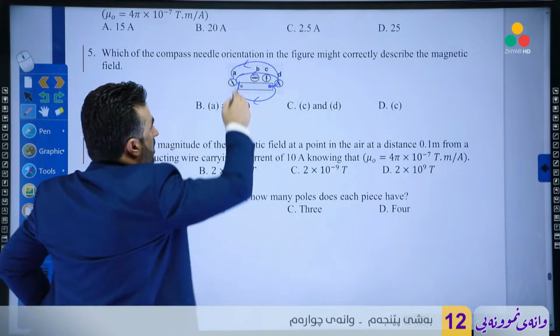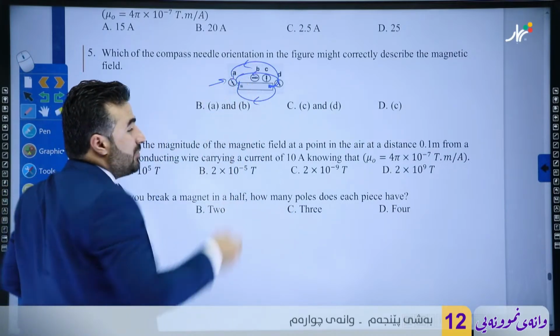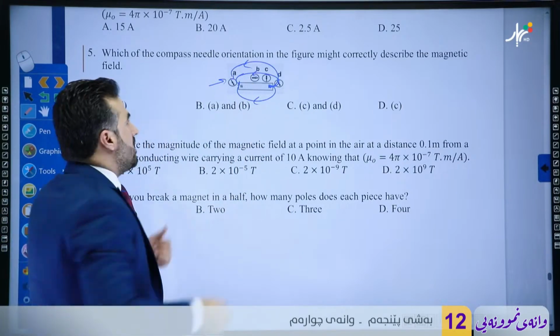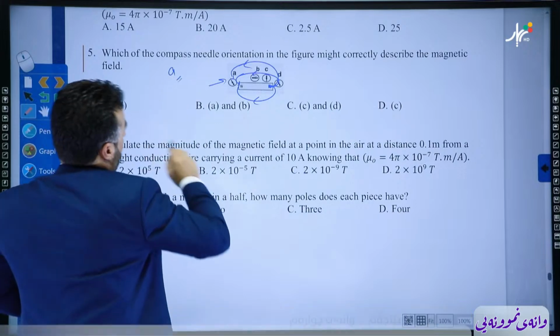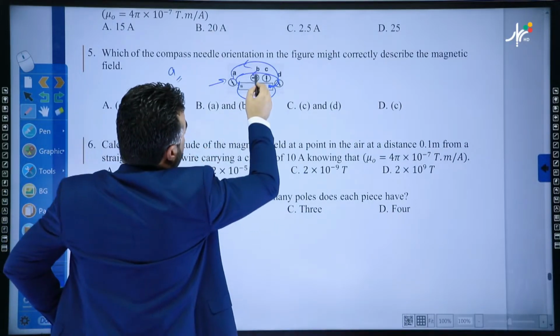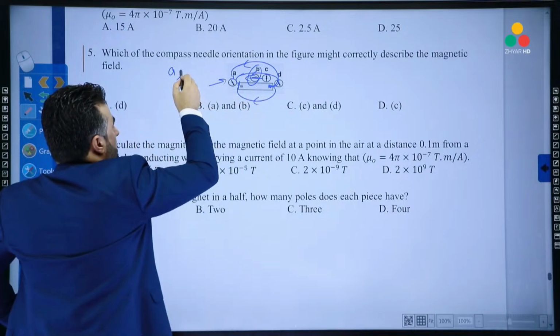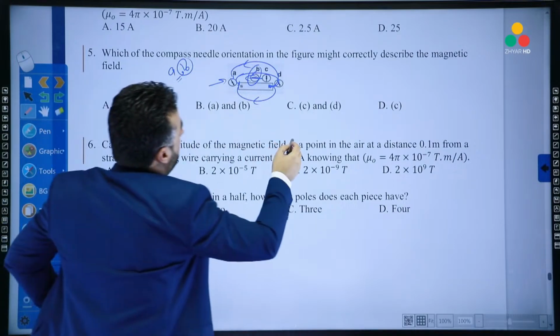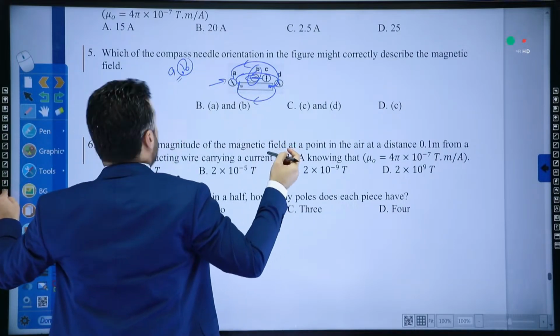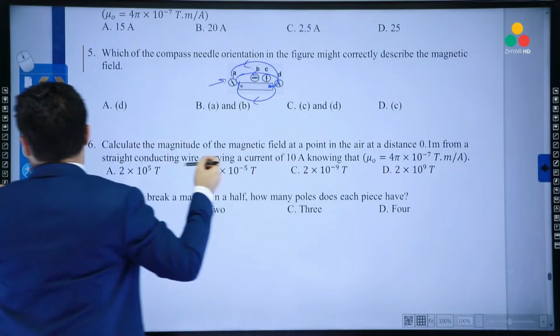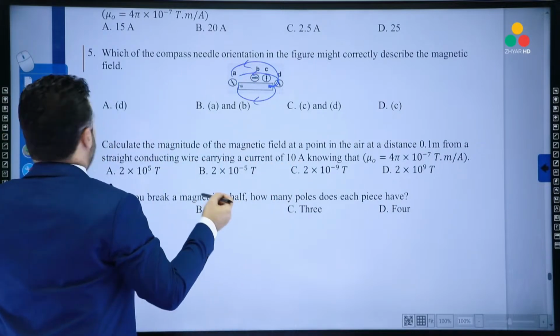So let's start with A. Is compass A showing the correct direction? The answer is yes. So keep A in mind. What about B here? You can see that B is also showing the correct direction, which is this way. That means B is also correct here. What about C? You can see that C is pointing upward.